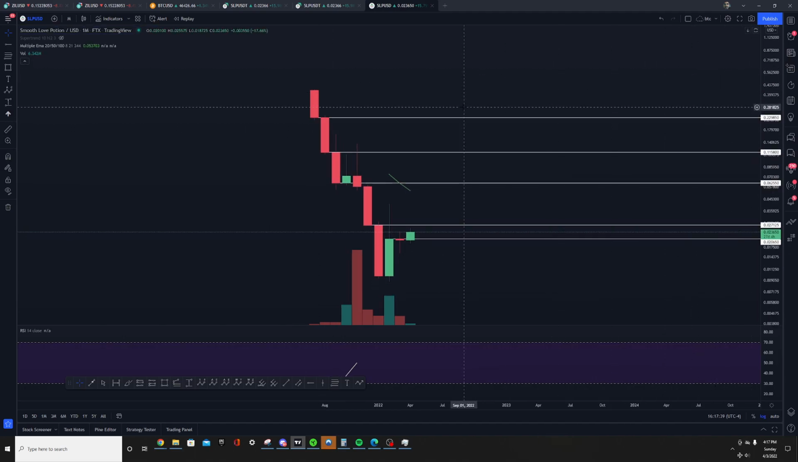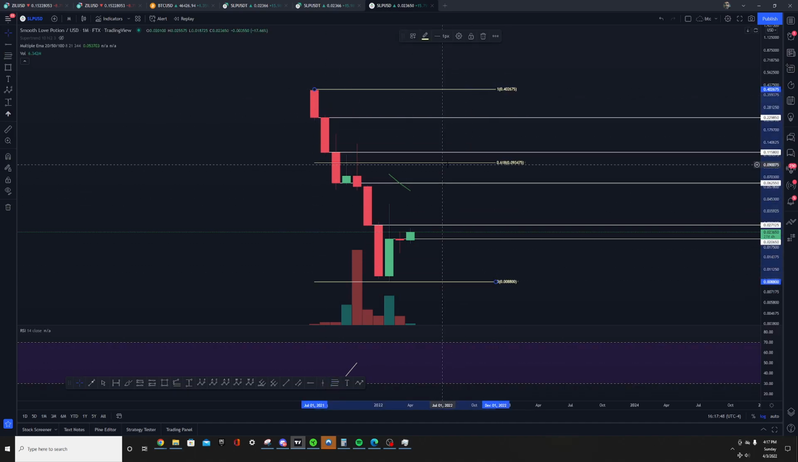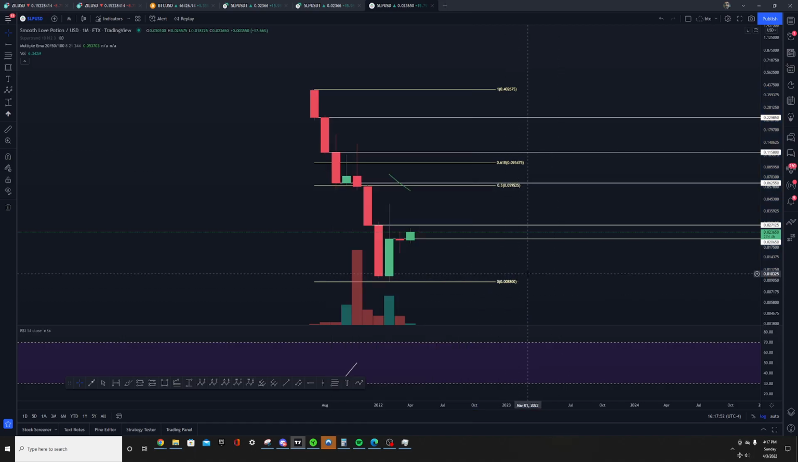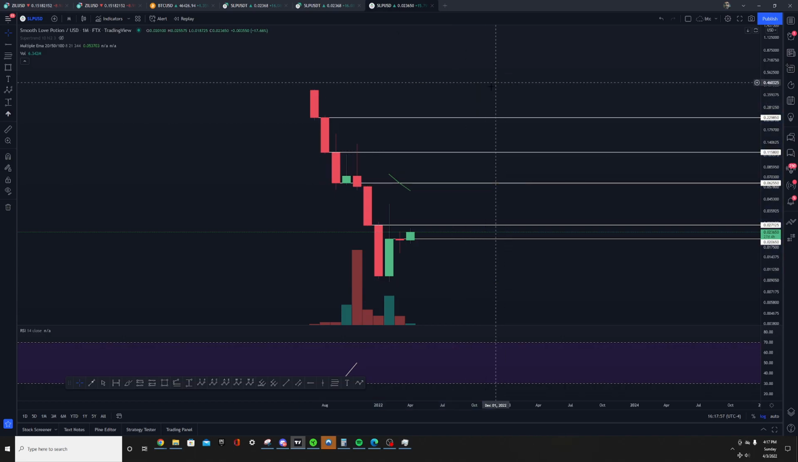I think FTX, is it FTX? Yeah, FTX has the most chart data for USD prices. And then we can draw our fib. Make sure your fib's on log scale. And okay, yeah, it looks like it lines up, so that's fine.